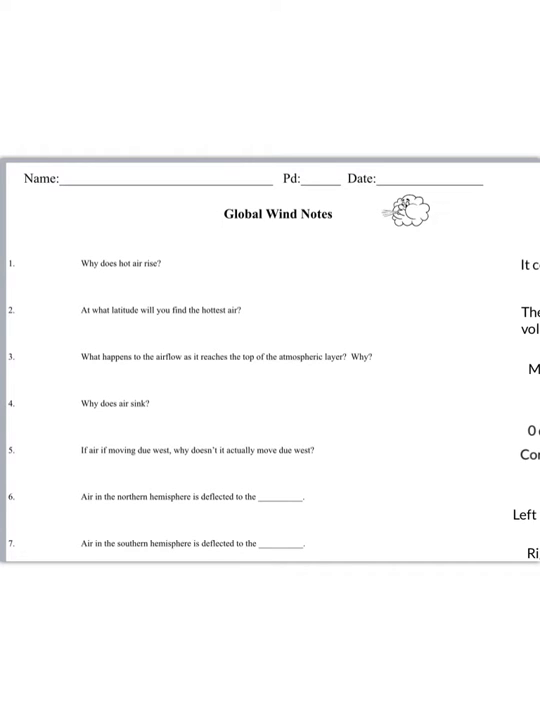This is a lecture on how global winds form. For this lecture, you're going to need several different colored pencils or pens to make your notes a little bit more legible. So take a second and get some colored pencils.